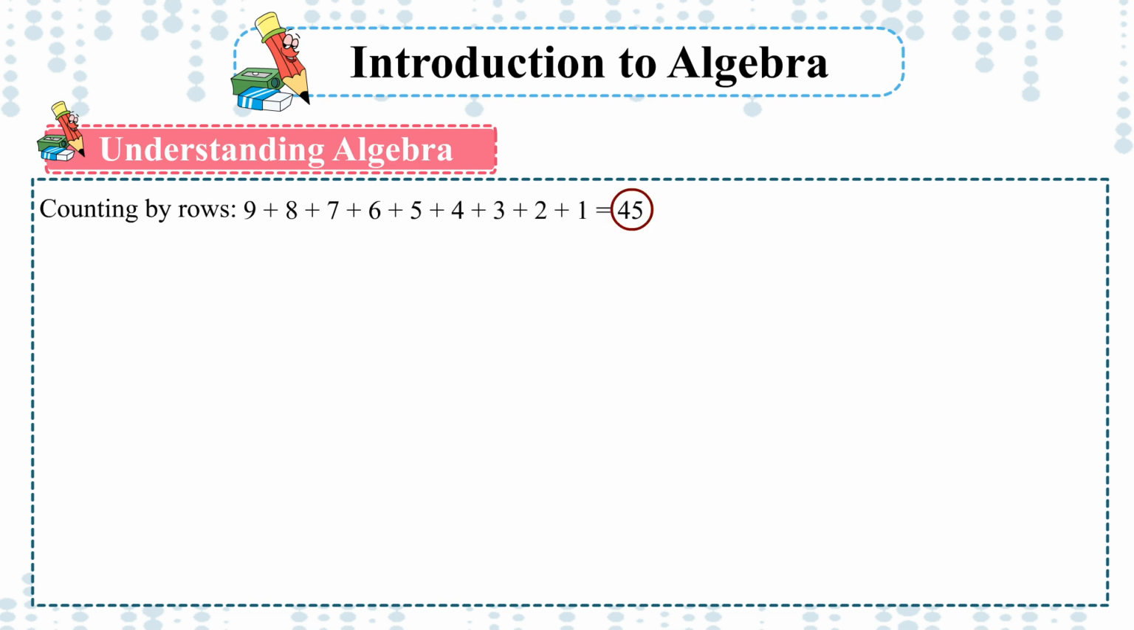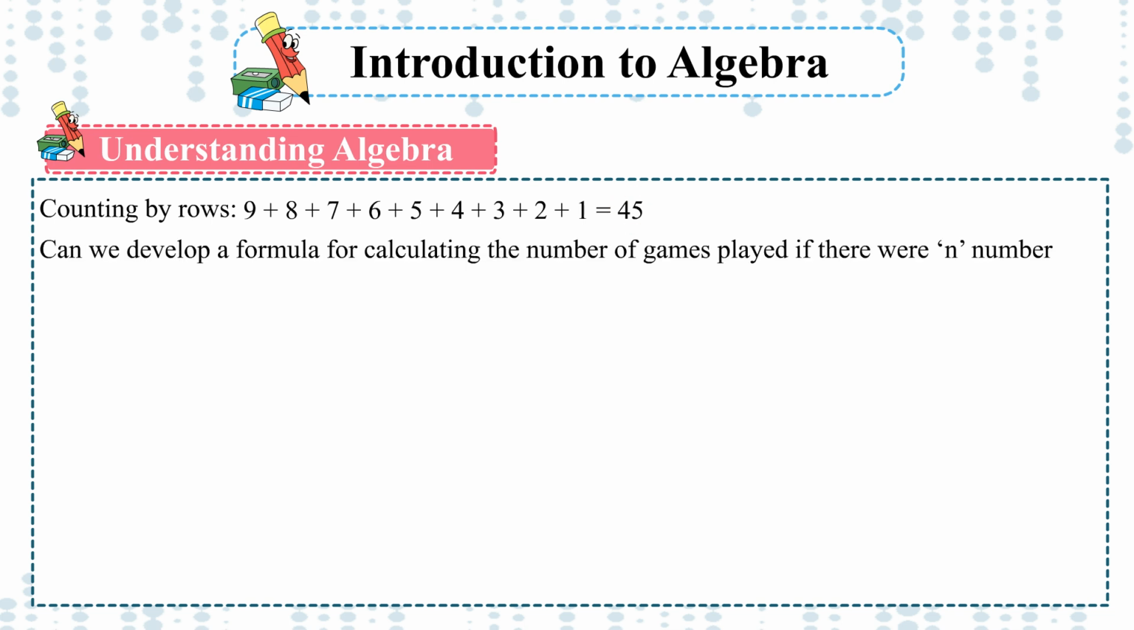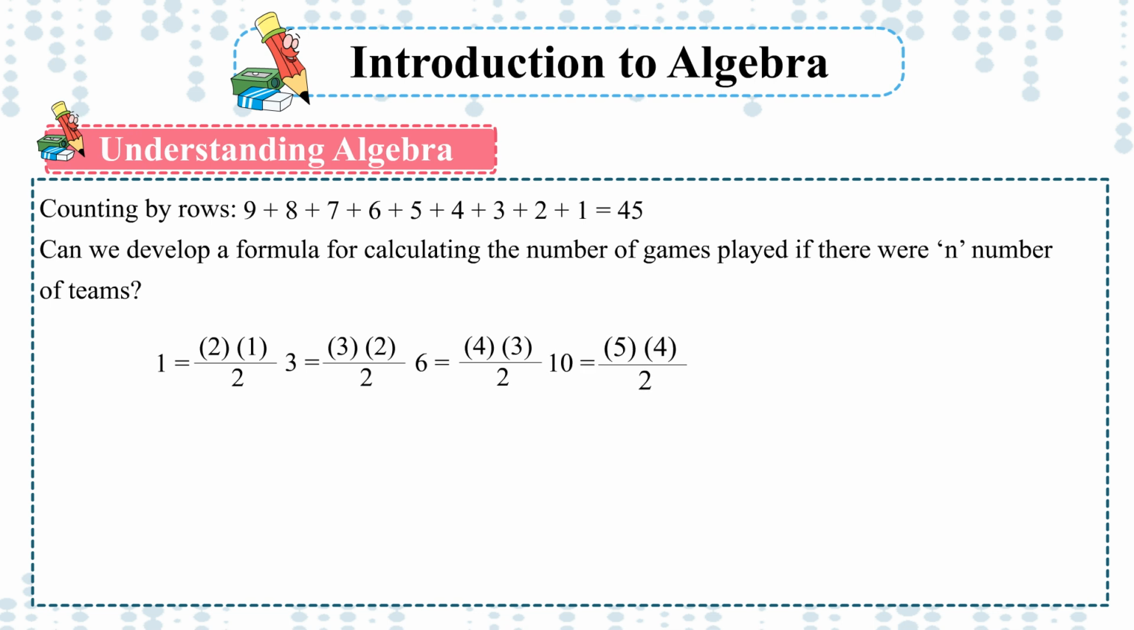is equal to 45. Can we develop a formula for calculating the number of games played if there were n number of teams? 1 is equal to 2 times 1 upon 2. 3 is equal to 3 times 2 upon 2. 6 is equal to 4 times 3 upon 2. 10 is equal to 5 times 4 upon 2.